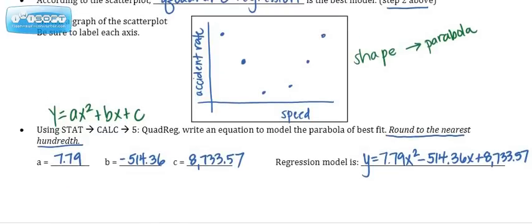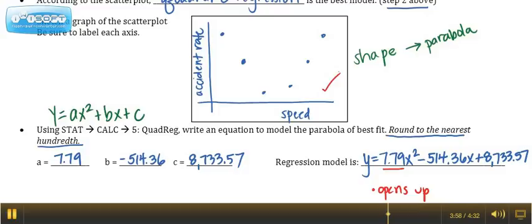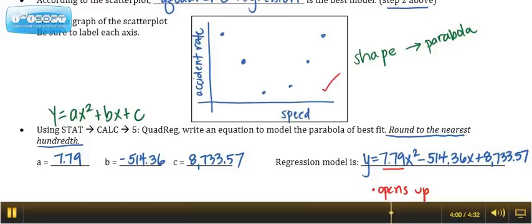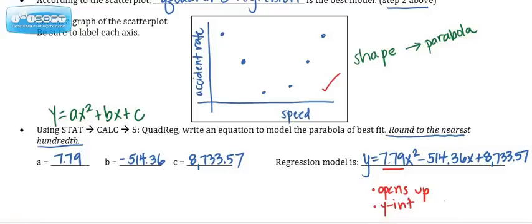Okay. So just by looking at this equation, you should be able to determine a few things. The a value is positive, which means the parabola opens up, which is what I see on my graph here on my scatter plot. And then you can also tell the y-intercept is approximately 9,000, which is what we get from here. Okay, so just some important parts of our equation.